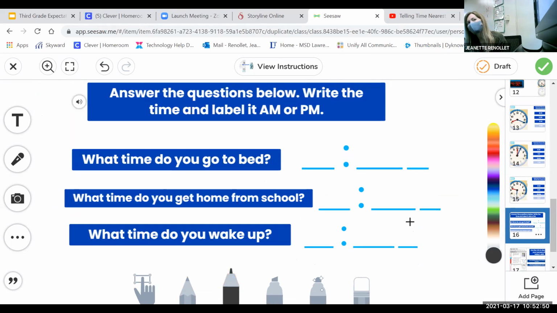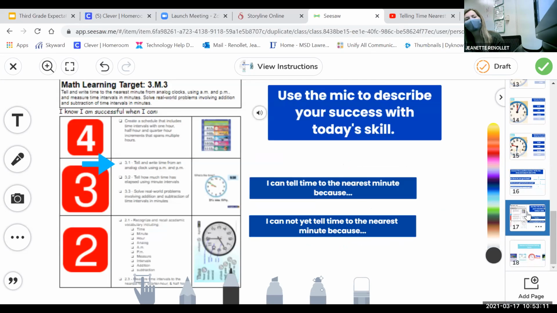And then slide 16 is the one that you probably need to stop and think about the most. Slide 16 has some questions about your life, and you're going to answer it by writing the time with AM or PM. Slide 16 is the one that's a little bit different. Slide 17, you reflect on your knowledge today. Were you able to tell time to the nearest minute?